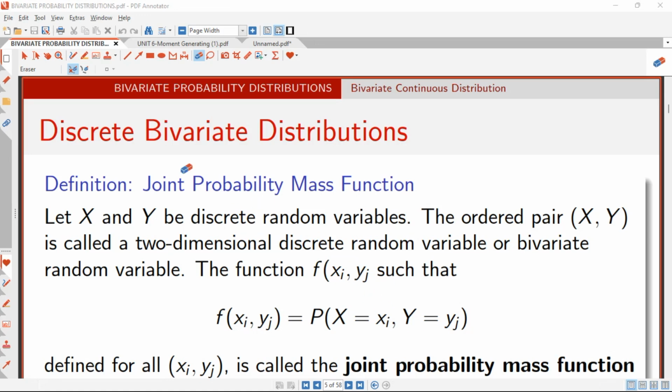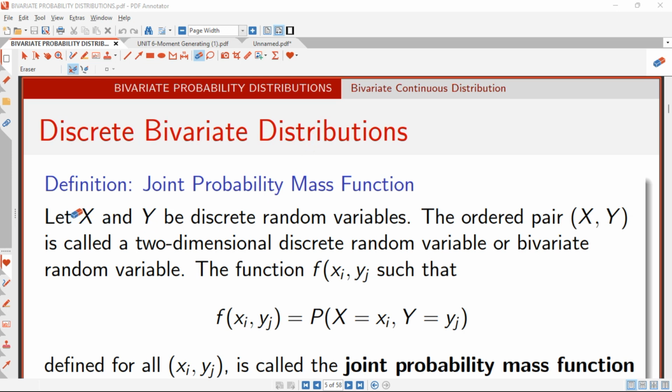So we are going to tackle what is termed discrete bivariate distributions. For the definition, a joint probability mass function. How are we going to describe or define the joint probability mass function under the discrete bivariate distributions?